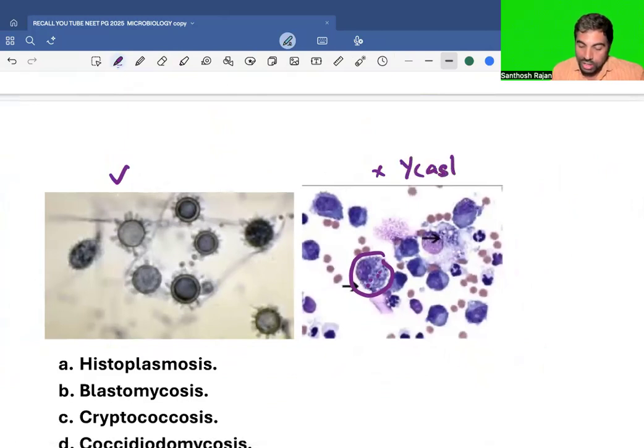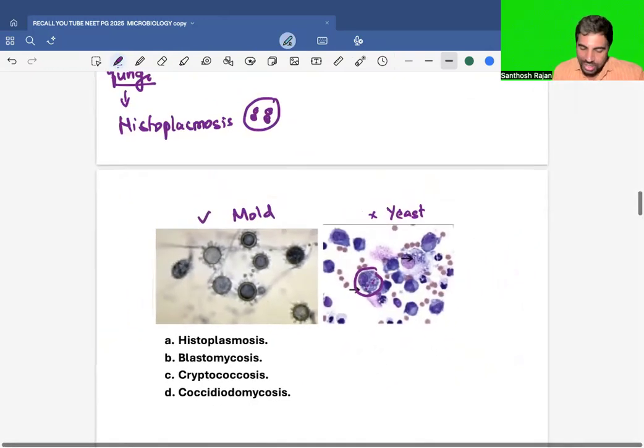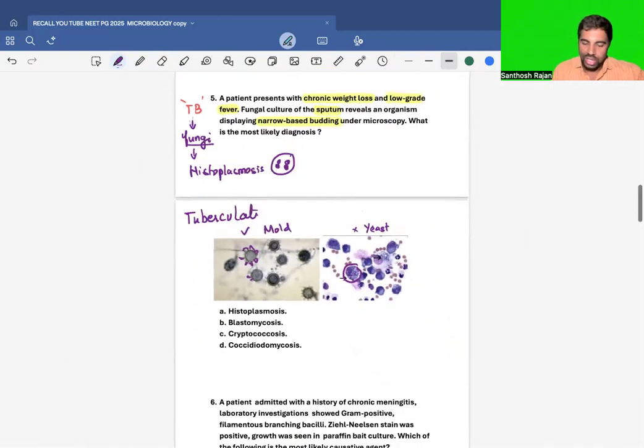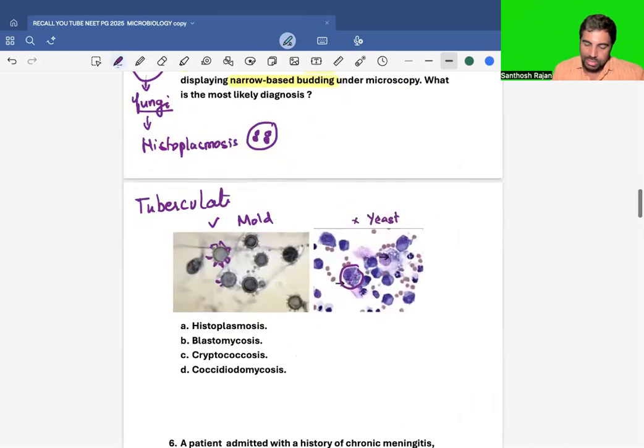But you remember, Histoplasma is a dimorphic fungus. So you have the mold form also. When you go to the mold form, whatever you're seeing here, you see outside like this, tuberculate, right? Tuberculate. So TB and tuberculate, these two words are coming. The disease, first of all, mimics TB. The disease mimics TB.